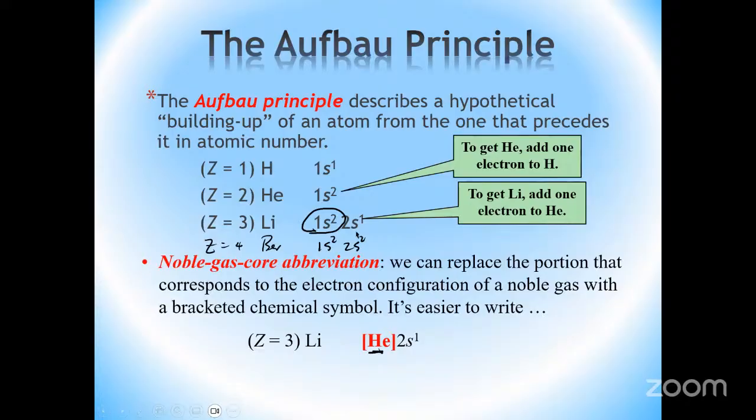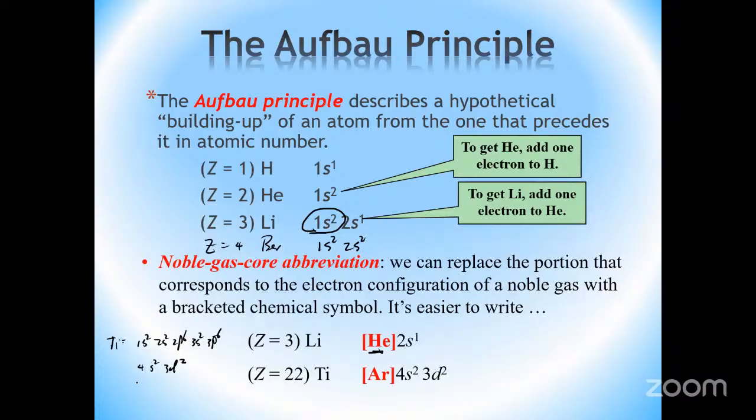Now, you might not see much of a difference between this one and this in terms of the amount of characters, but when you get to heavier elements, and I think I have an example here. Okay, here's a good example, titanium. If I were to write down the full electron configuration of titanium, for titanium, which has 22 electrons, that would be 1s2, 2s2, 2p6, 3s2, 3p6, 4s2, and then 3d2. So this here would represent the full electron configuration of titanium.